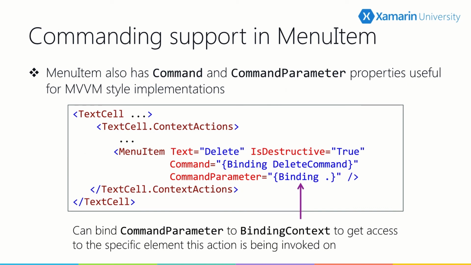Everything's a bit easier when using the MVVM approach because the menu items support commanding. So you would data bind to some command in your view model. And by using the command parameter, you can easily provide information about the item that was selected. If you just bind that to a dot, that means the current object will be given to your command in the view model.